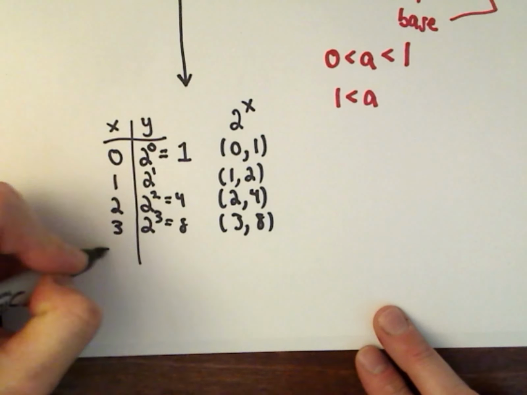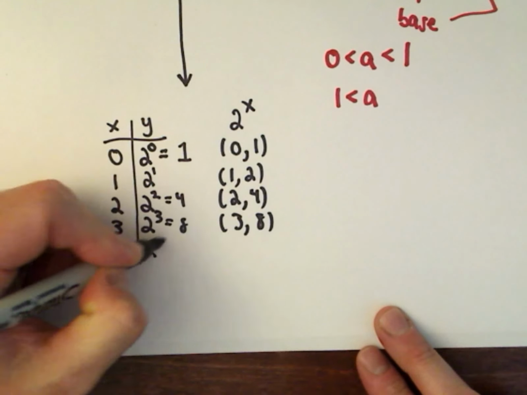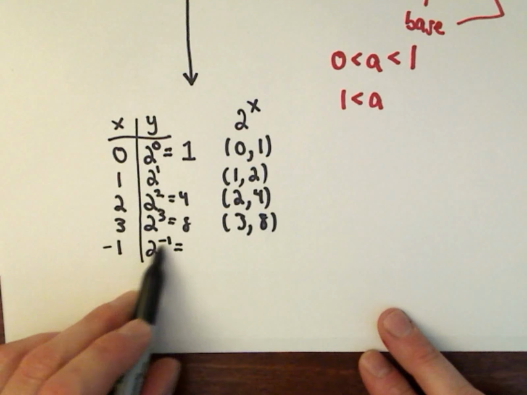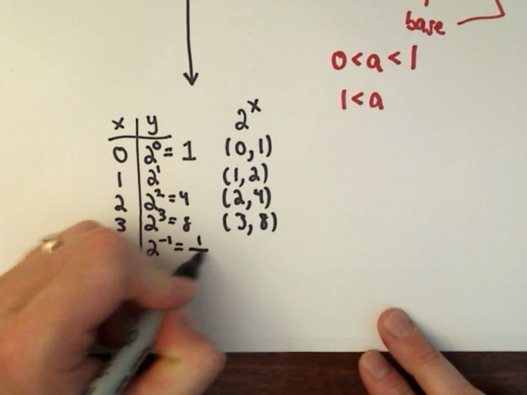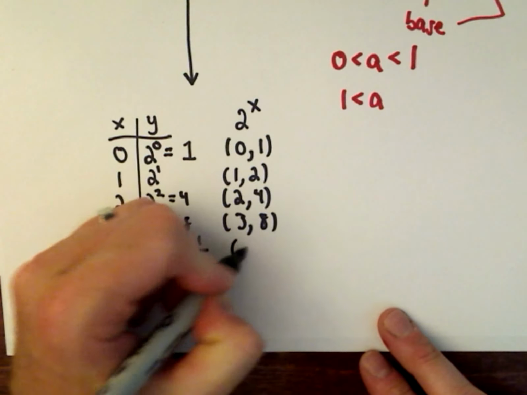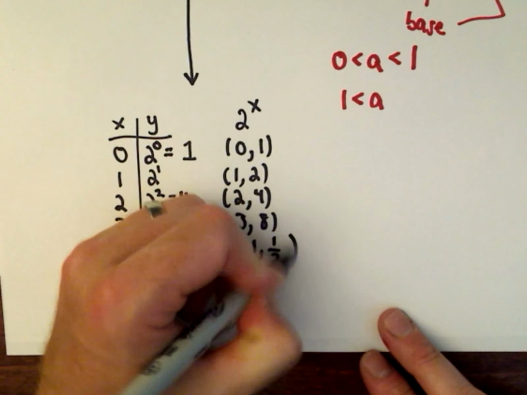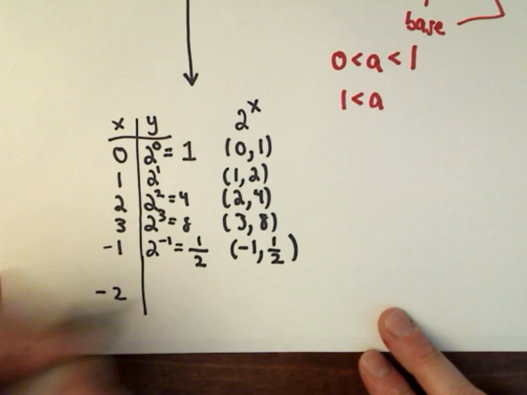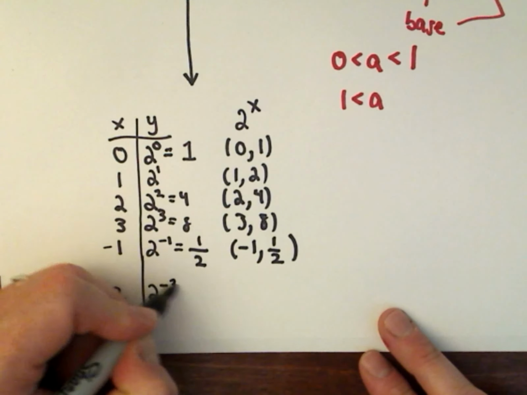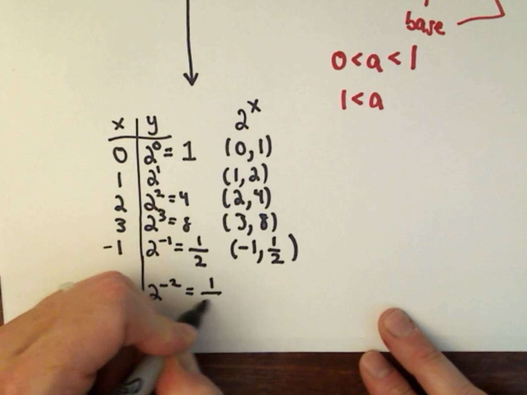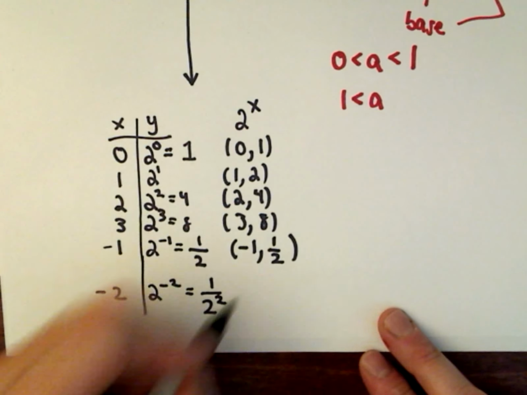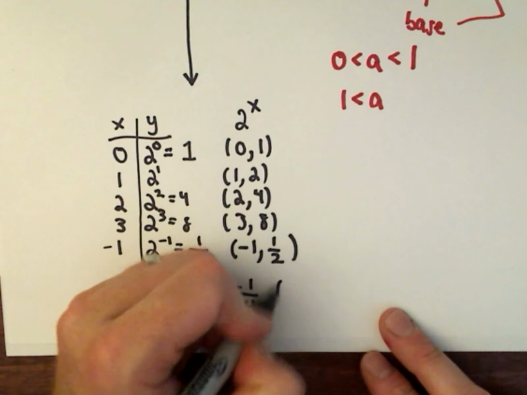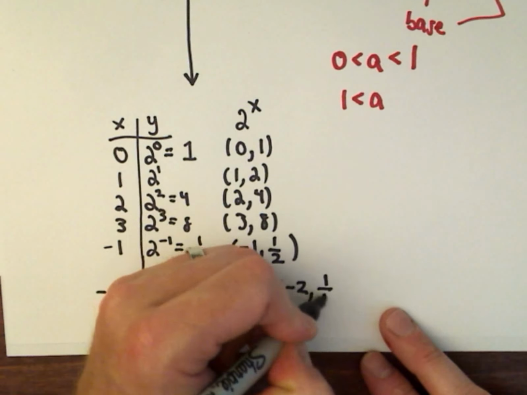So if I plug in negative 1, then I would get 2 to the negative first. What is 2 to the negative first? Well, using properties of exponents, I can write that as 1 over 2 to the first. So if I plug in negative 1, I'm going to get out the value 1/2. If I plug in the value negative 2, that's going to be 2 to the negative second, and that's the same thing as 1 over 2 squared, which is going to give us 1/4. So I would have the point negative 2, 1/4.